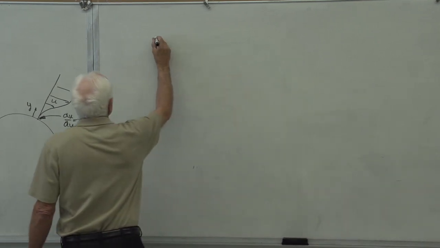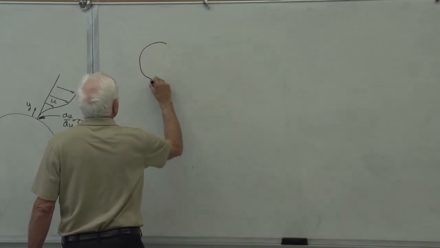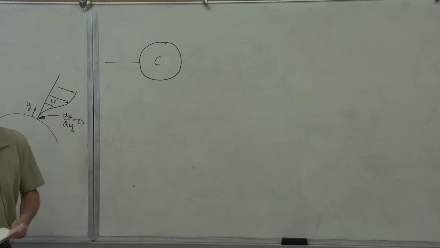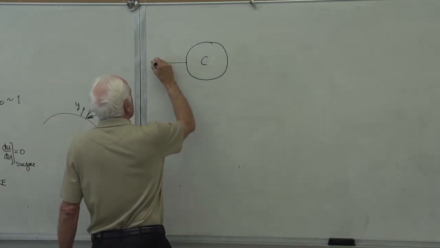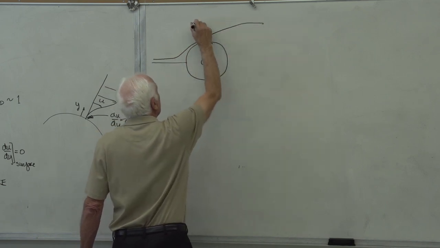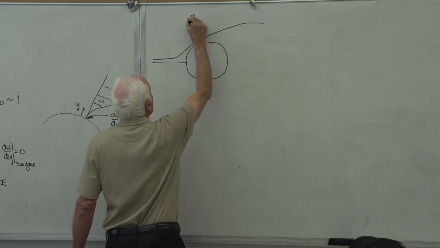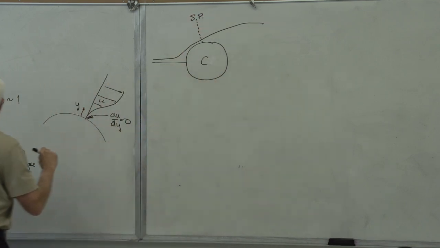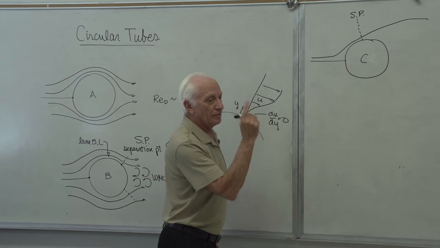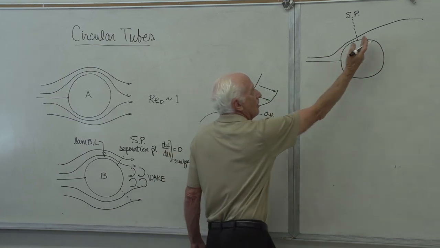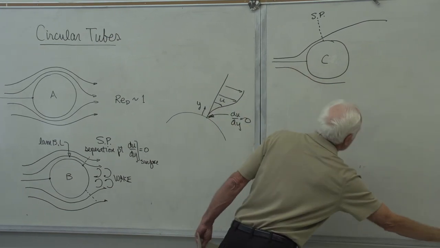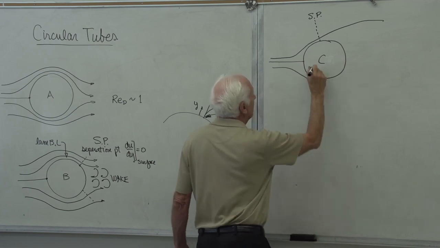Okay, let's take case C. Case C, stagnation streamline. Laminar boundary layer breaks off here. Abbreviated SP, separation point. On the front side of the cylinder, it passed the 90 degree mark going forward. Now it's on the front side of the cylinder. The separation point moves forward as the Reynolds number goes up.